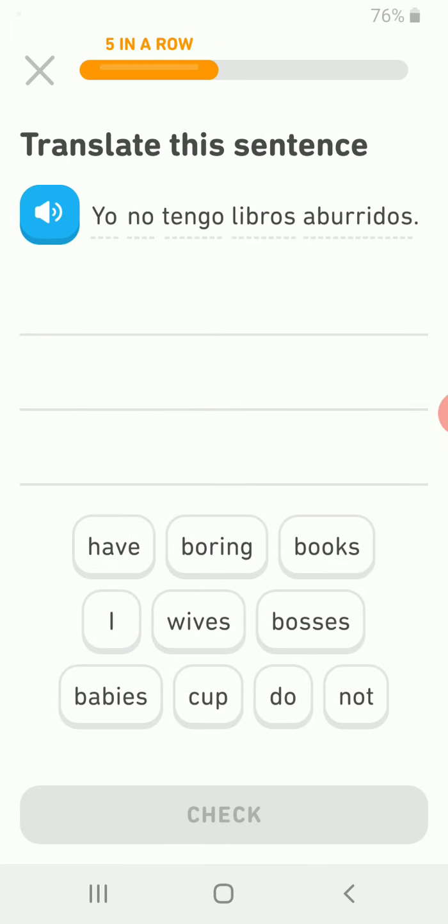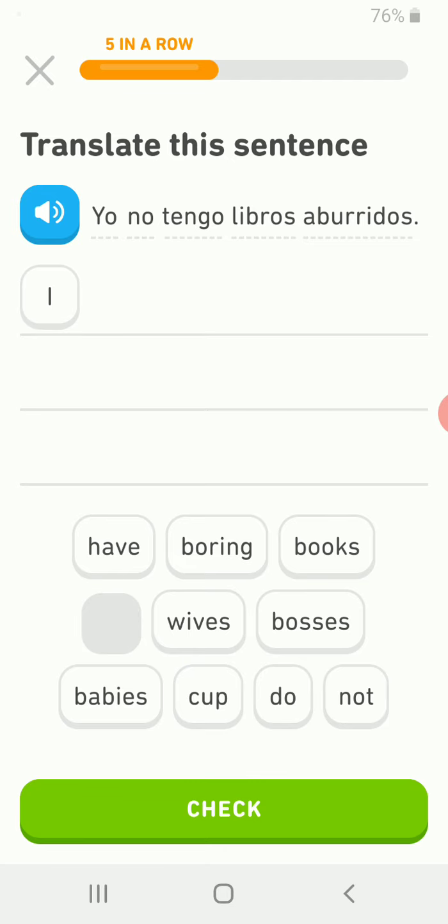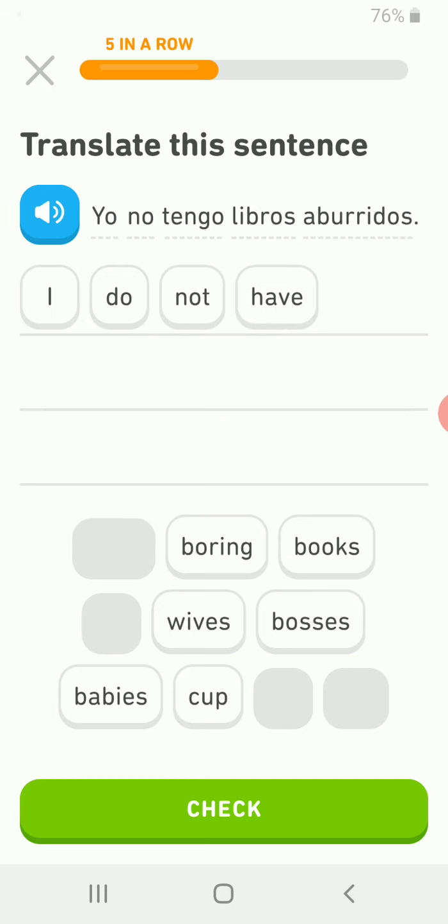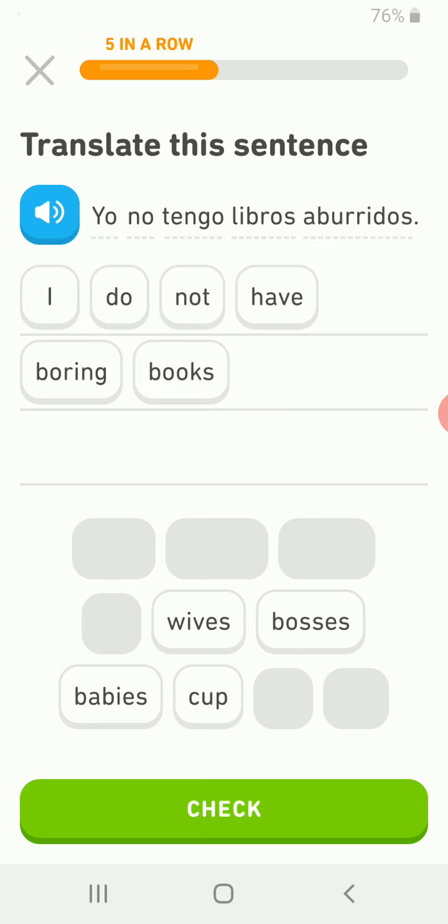Good. Yo no tengo libros aburridos. Once again, it's not libros, but libros. Yo no tengo, I don't have, I do not have boring books. As a reminder, I have to say that the adjective always comes after the noun in Spanish, whereas in English it comes first.